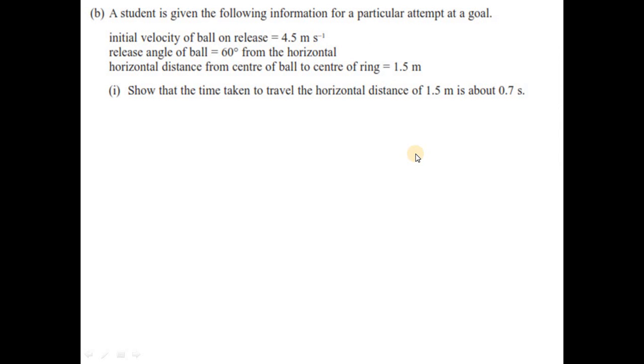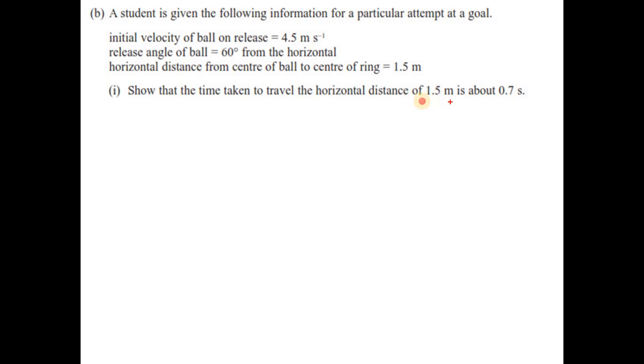B. A student is given the following information for a particular attempt at a goal. Initial velocity of the ball on release is 4.5, release angle is 60, horizontal distance from the center of the ball is 1.5. Show that the time taken to travel the horizontal distance is about 0.7 seconds.